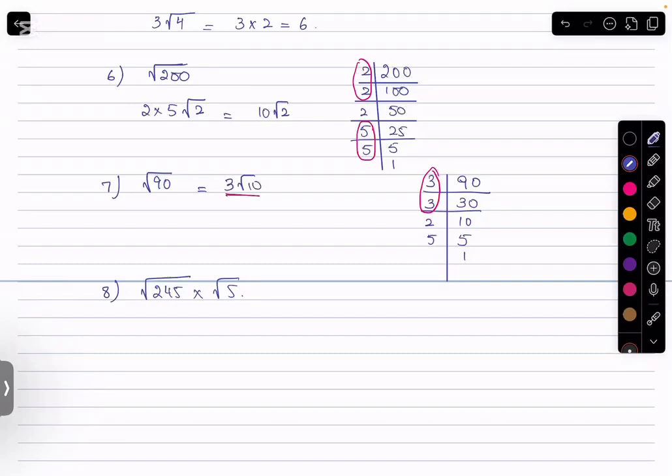That is the answer, 35. Yes. What is square root of 245, Alia? I took its LCM and I got 7 square into 5. So that's 7 root 5 into root 5. And then root 5 into root 5 will give you just a 5. And your answer is going to be 35 here.